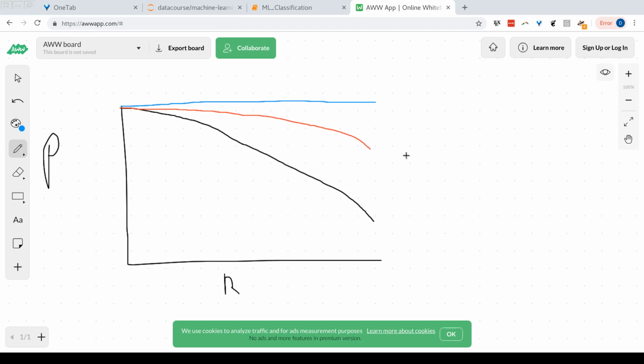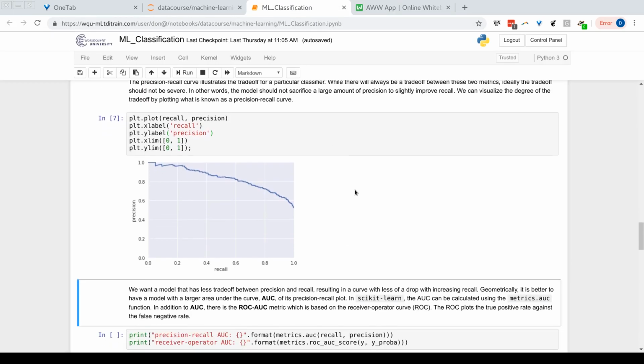It would be 1. So the nice thing about the area under the curve is that it encompasses this trade-off between precision and recall and is bounded between 0 and 1. So that's what the AUC is. Every time you see AUC, that's just shorthand for area under the curve of the precision recall plot.